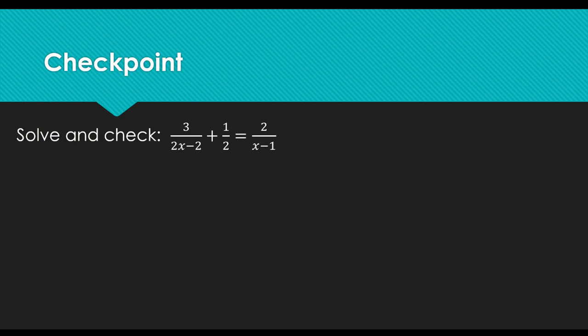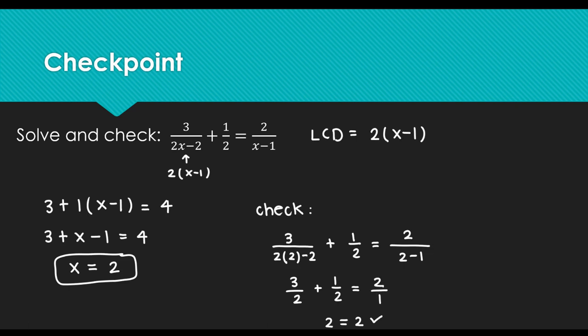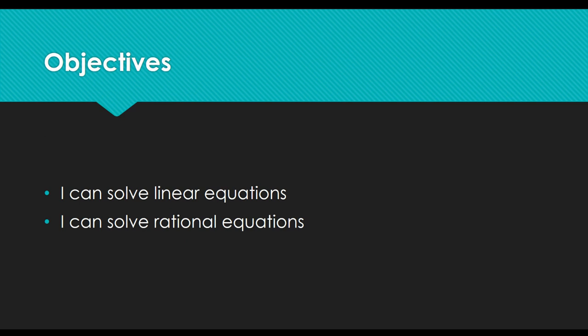All right, so please pause the video, see if you can solve and check. So in this case, it did end up working out. Hopefully you factored that GCF out of the first denominator, came up with your least common denominator. You were able to clear out your fractions, got x equals 2, and it worked for every denominator, and the left side equaled the right side. Okay, so that is us solving linear equations as well as solving rational equations.